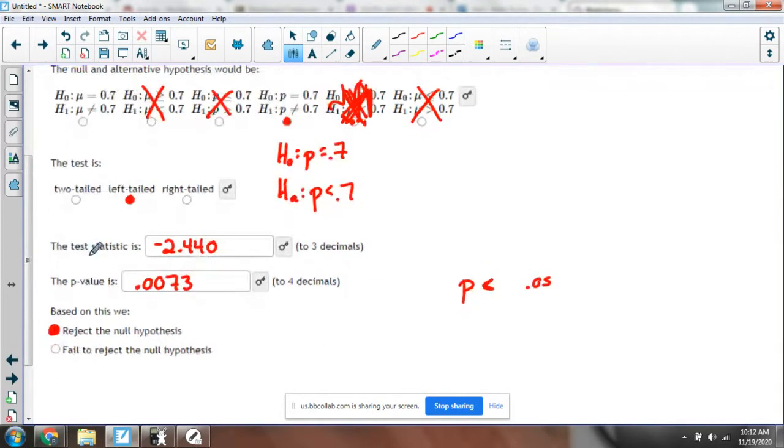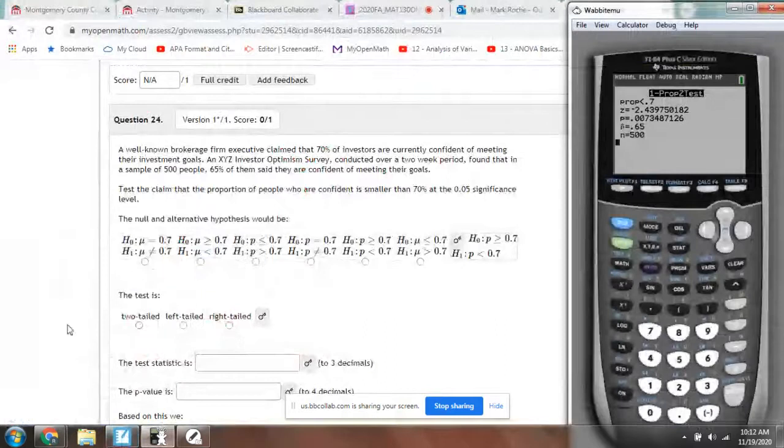So we can say something like, based on our sample data, there is sufficient evidence to show that the population proportion of people who are confident is less than 70%. Okay? Does that make sense? That's kind of one of each type.